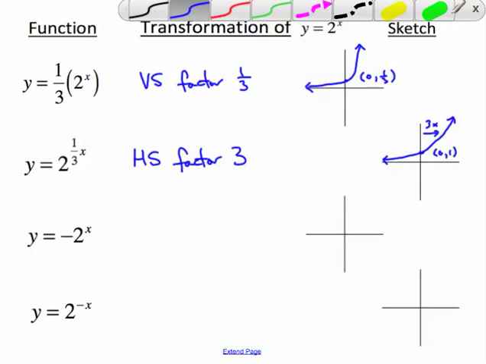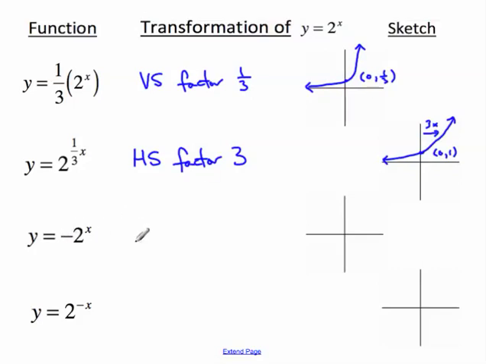If we multiply the whole thing by -1, we get a vertical reflection in the x-axis. That's going to turn the whole thing upside down. 0, 1 is going to become 0, -1, and the graph is now going to look like this. Note that that will change the range.